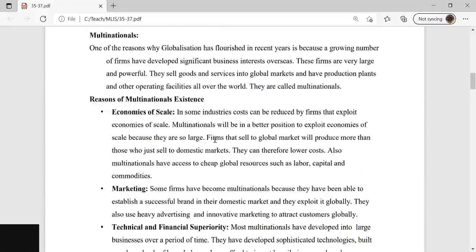So what are the reasons? The reason for multinational companies is economies of scale. That means they can produce in large quantity, and if they can produce in large quantity, then they will be able to reduce their average cost. Do you remember the formula of average cost? Average cost equals total cost divided by output. Yes. So the multinational companies are not producing for a single country. They are producing for the whole world. So that's why they are producing in large quantity, and it's very much possible to reduce the average cost.